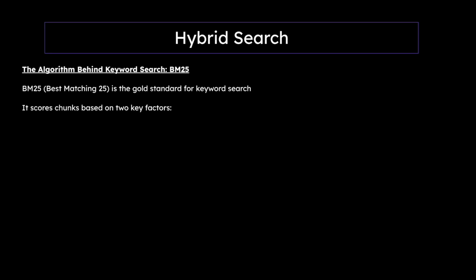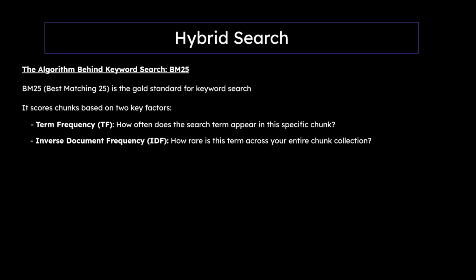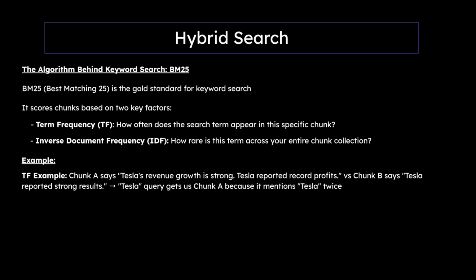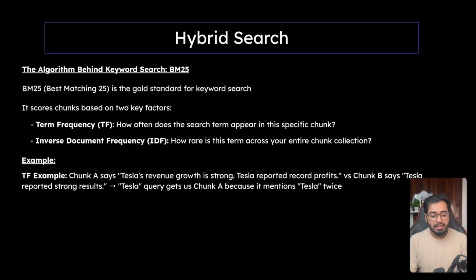It scores chunks based on two key factors. One is term frequency: how often does the search term appear in this specific chunk? And then inverse document frequency: how rare is this term across your entire chunk collection? Let's look at an example. In this example, we have two chunks alone, let's assume. Chunk A has this particular sentence.